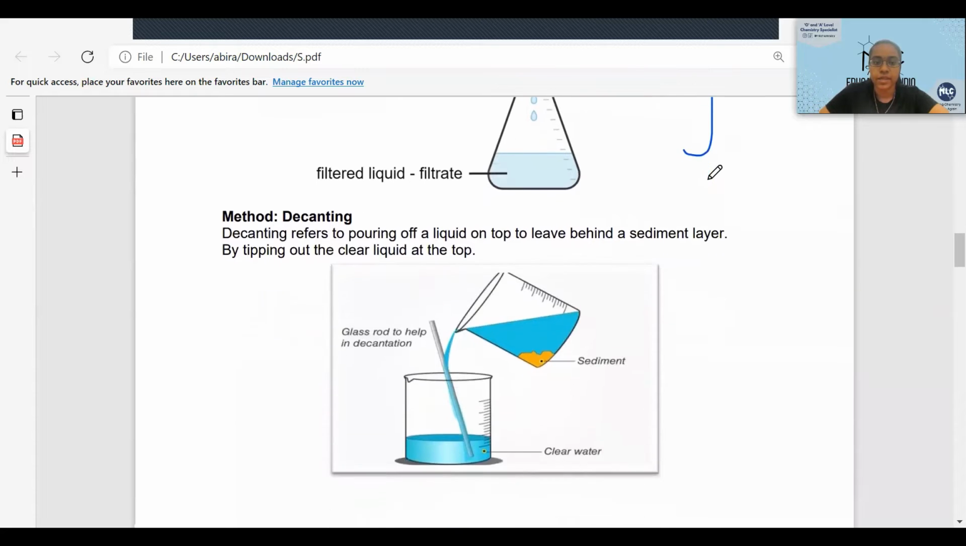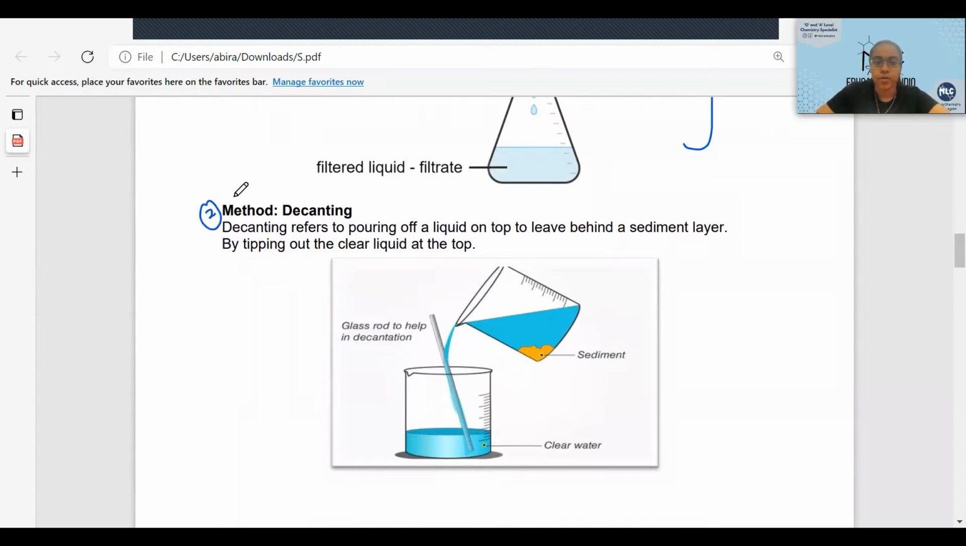The second method is decanting. What is decanting? Decanting refers to pouring off a liquid on top to leave behind a sediment layer.